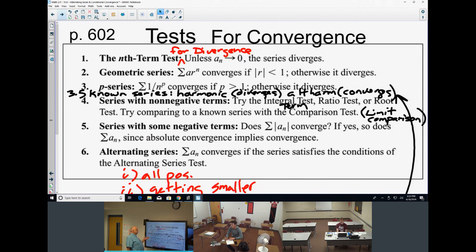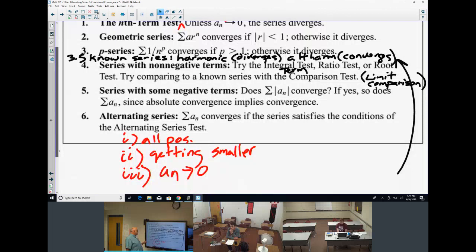Then series with some negative terms. That's where you think about getting rid of the alternator. Look at the absolute value. If that converges, then it converges absolutely, and that implies that it converges in general. And then just now we did the alternating series test. So it converges if all the other terms minus the alternator are all positive, getting smaller, and approaching 0.